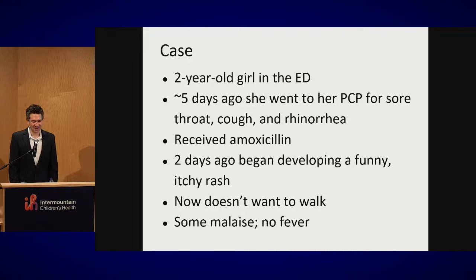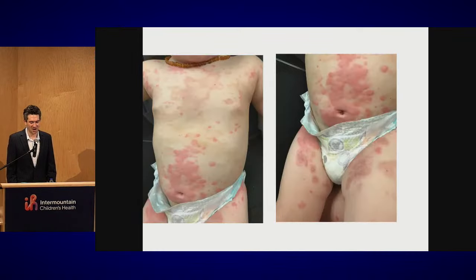A 2-year-old girl in the emergency room. 5 days ago, she went to her PCP. Seemed like she may have had a URI, maybe some ear stuff going on, got amoxicillin. And then 2 days ago, she got this fairly dramatic rash that makes her parents concerned. Plus, she doesn't really want to walk around, so that has them concerned. She's not feeling great, but she's not febrile. This is her. This is one of my patients.